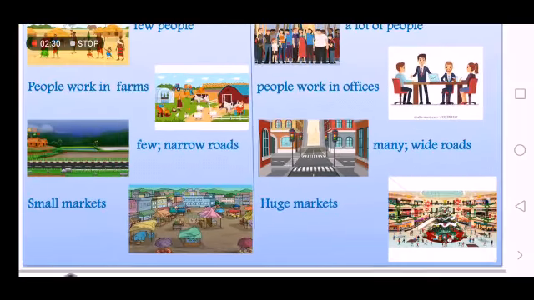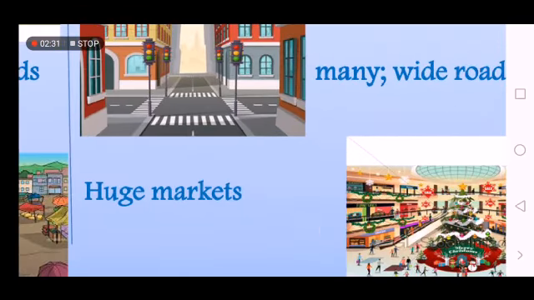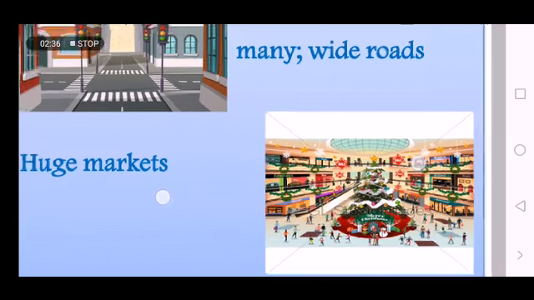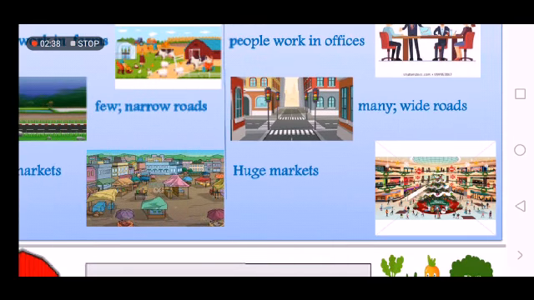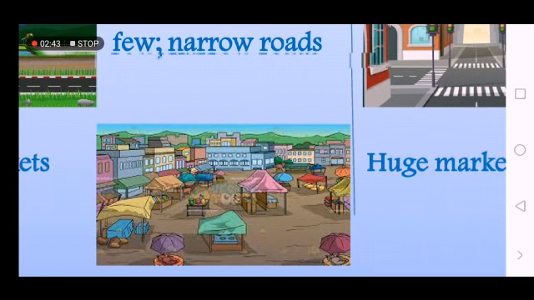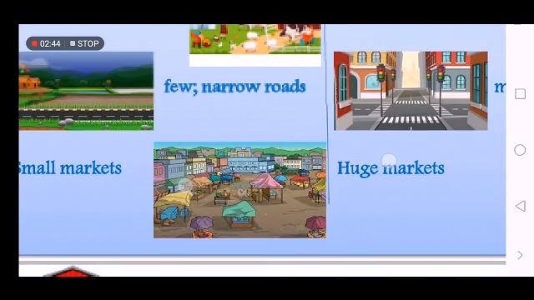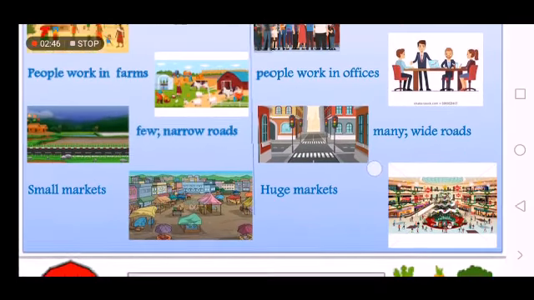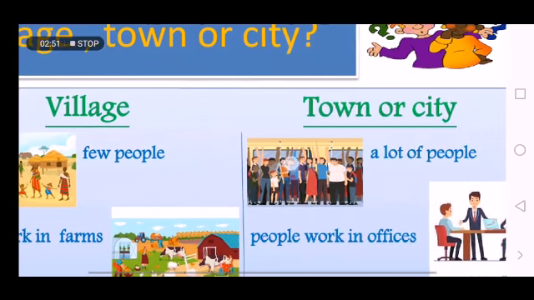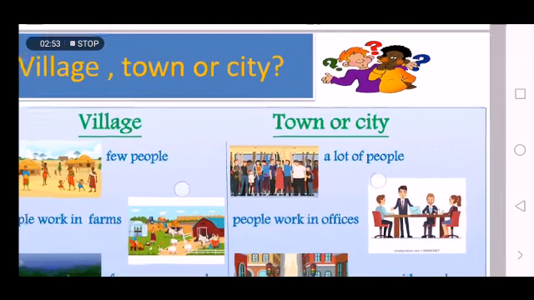In the town, you can see huge markets. You can see the markets where you can buy everything. While in a village, the market is small and it doesn't have too many goods. Therefore, we can say that a village is the smallest settlement and the city is the biggest settlement.